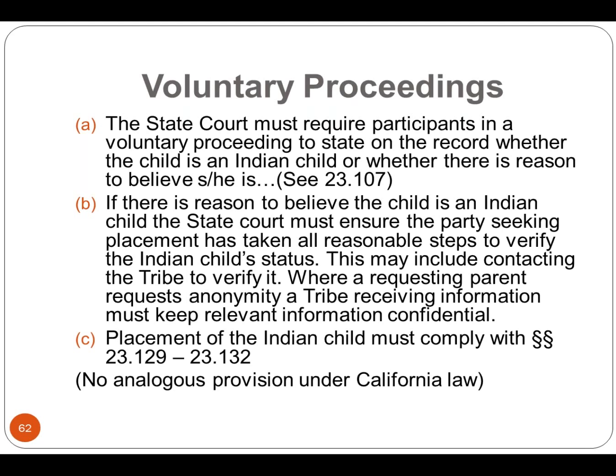If there is reason to believe the child is an Indian child, the state court must ensure the party seeking placement has taken all reasonable steps to verify the Indian child's status. This may include contacting the tribe to verify it. Where a requesting parent requests anonymity, a tribe receiving information must keep relevant information confidential. There's no analogous provision under California law.